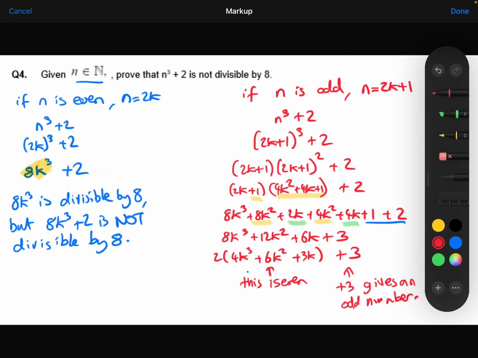And an odd number can never be divisible by 8. So therefore, it is not divisible by 8. So we have shown that if n is even, it's not divisible by 8, and if n is odd, it is not divisible by 8. So therefore, if it's any natural number, it is not divisible by 8.